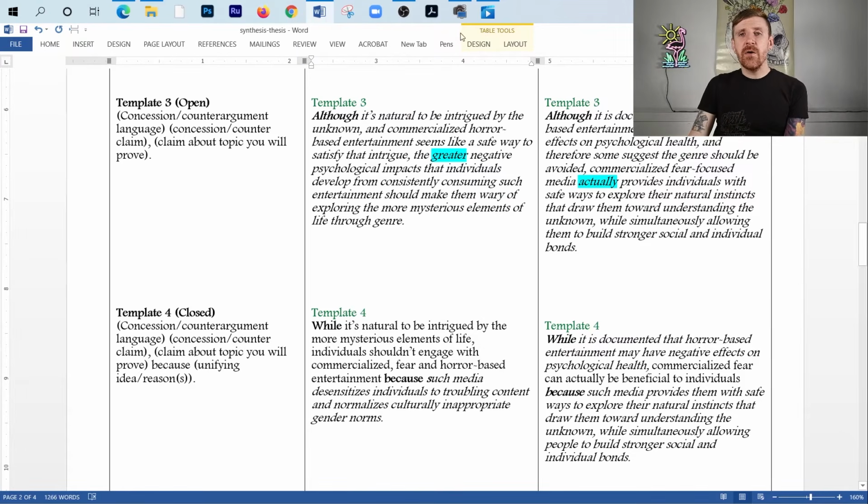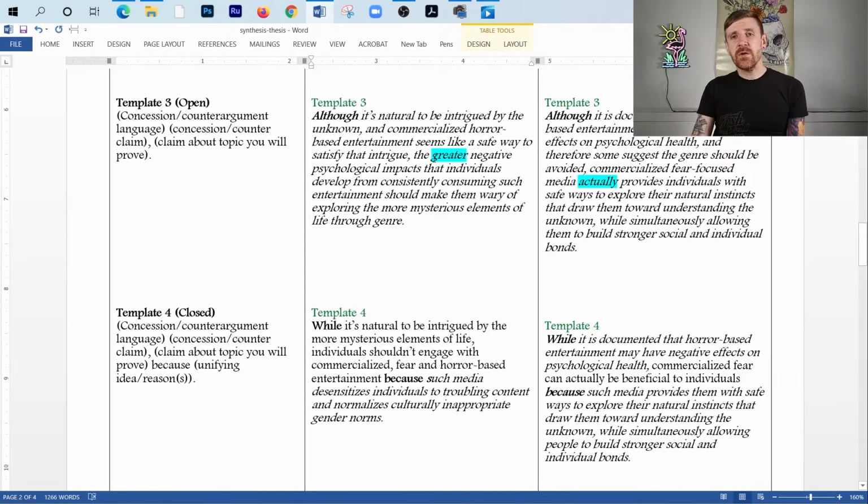So I have, although it's natural to be intrigued by the unknown, and commercialized horror-based entertainment seems like a safe way to satisfy that intrigue, the greater negative psychological impacts that individuals develop from consistently consuming such entertainment should make them wary of exploring the more mysterious elements of life through the genre. And there we have it. This is a strong argument, where I address that this intrigue is natural, but maybe this isn't the best way to explore it.